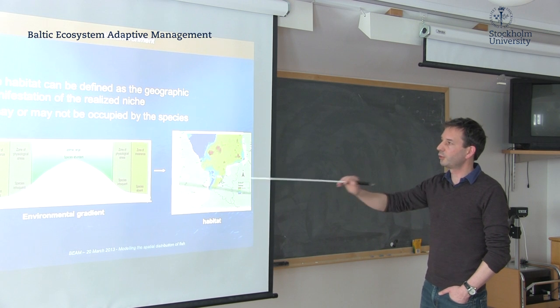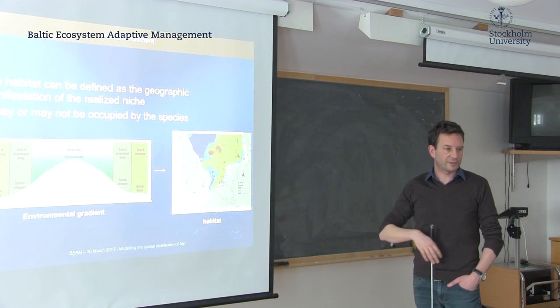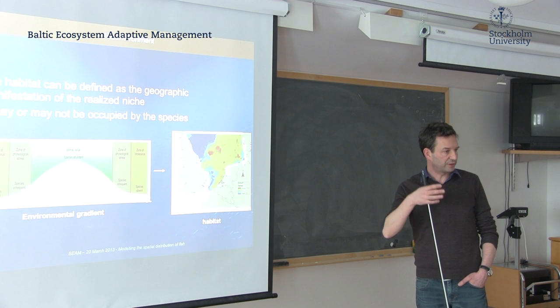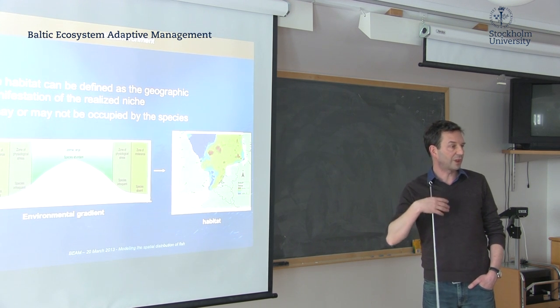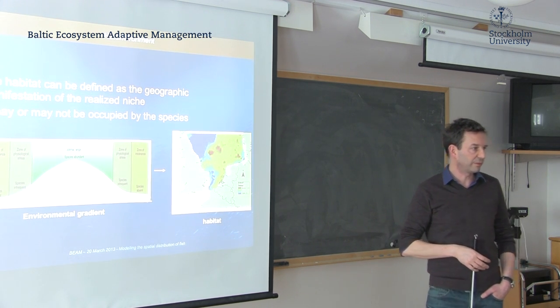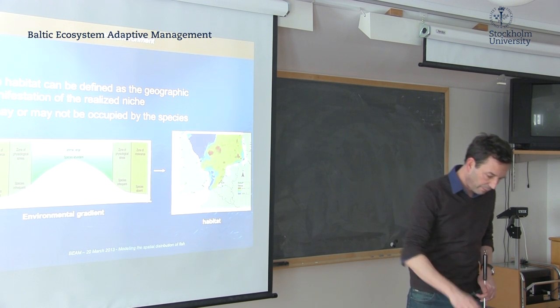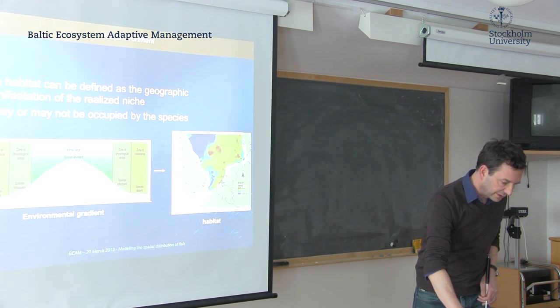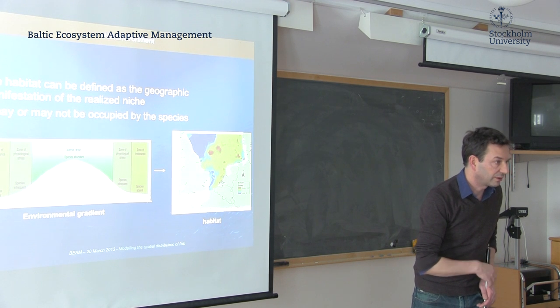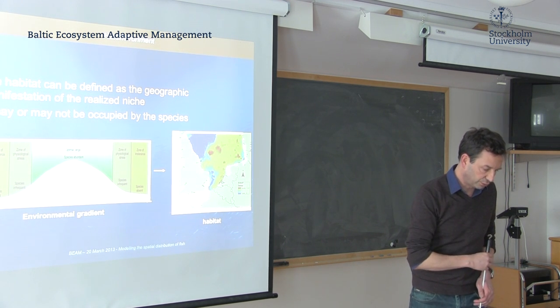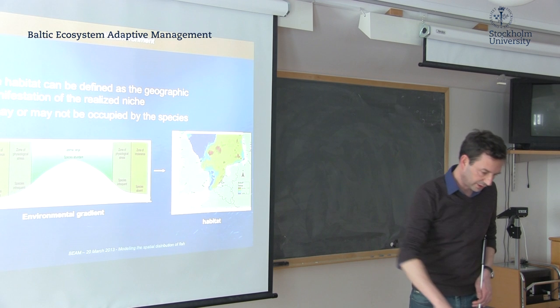Okay. So the maps you usually get out of this are not maps of species distribution, but they are maps of potential habitats, which is a quite different thing. And you will see in the quantile regression why it is interesting to use quantile regression in that specific context.